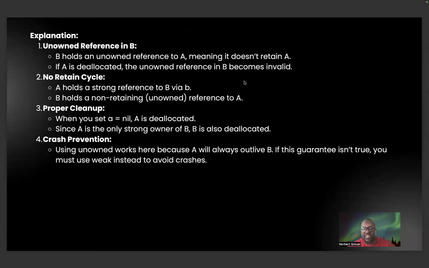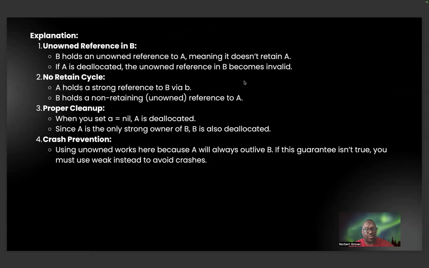Now an explanation in the code I'm about to show you. B holds an unowned reference to A, meaning that it doesn't retain A. If A is deallocated, the unowned reference in B becomes invalid. No retain cycle. A holds a strong reference to B via B. B holds a non-retaining unowned reference to A.